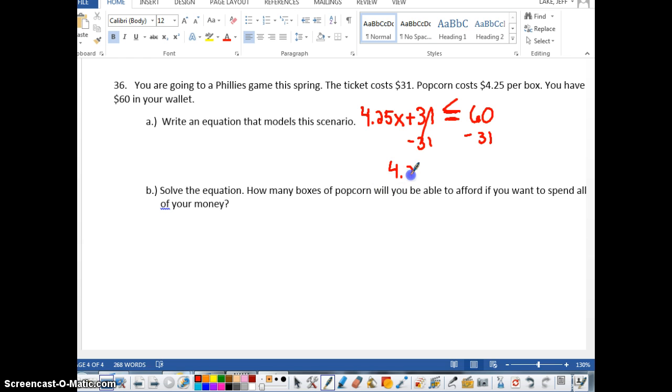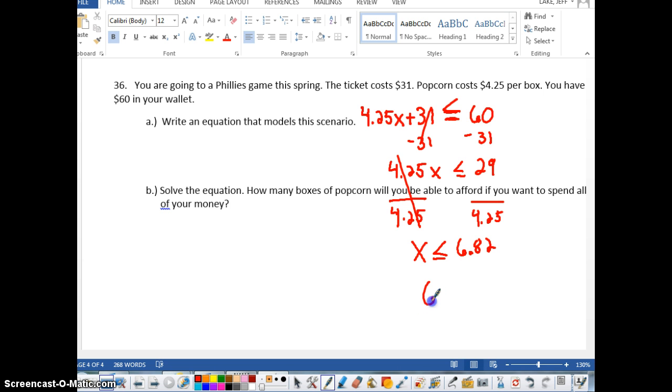I get 4.25 times x is less than or equal to 29. And then we need to get rid of this 4.25, so I'm going to divide both sides by 4.25. When I do so, this cancels, and I'm left with x has to be less than or equal to, and when you do it, it comes out to be 6.82. Well, you can't buy 0.82 of a box, so it's really got to be 6 boxes is how many we can buy, and there'll be a little bit of money left over then.